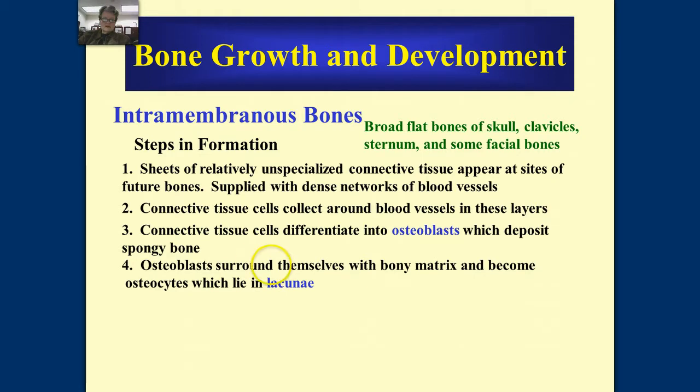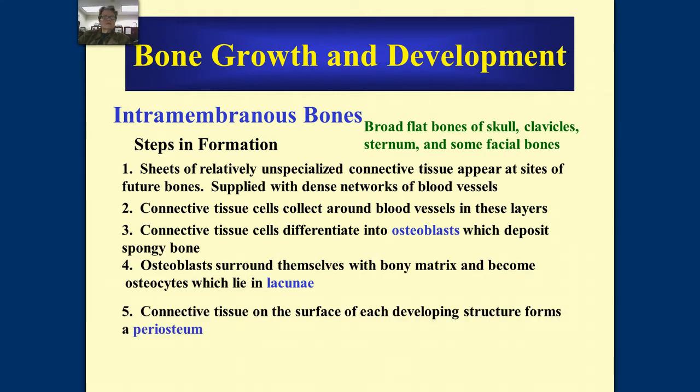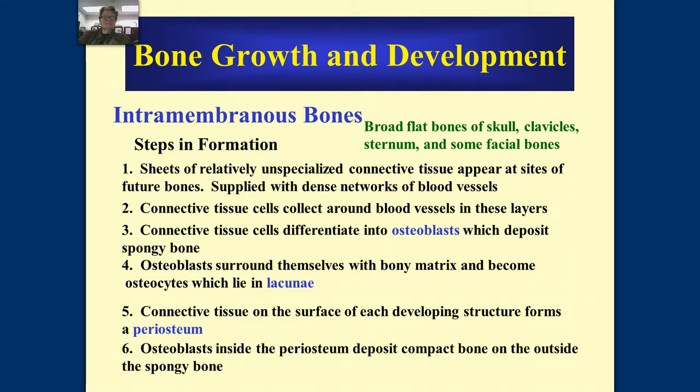The osteoblasts surround themselves in a bony matrix, and once the osteoblast is surrounded by the non-living matrix, it converts to an osteocyte, which is a mature bone cell that lies in that depression called the lacuna. The connective tissue on the surface of the developing structure forms the periosteum, as we've talked about before. And right underneath the periosteum, you have more osteoblasts that will continue to form the bone by depositing the compact bone on top of the spongy bone.